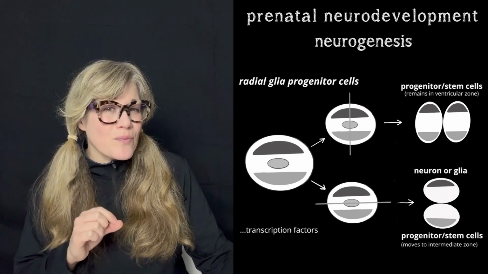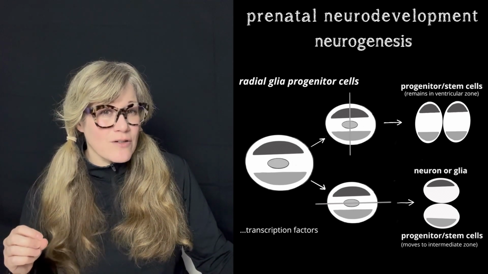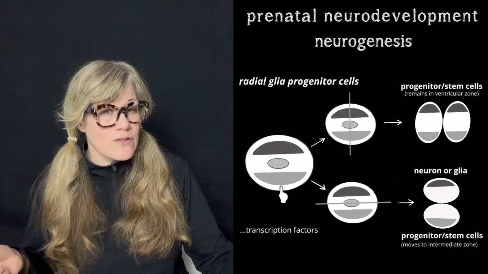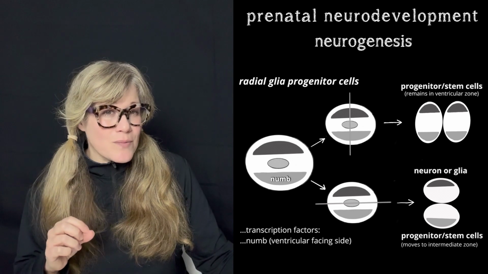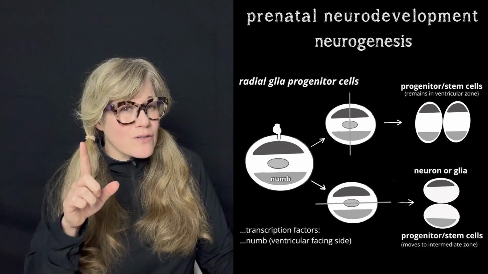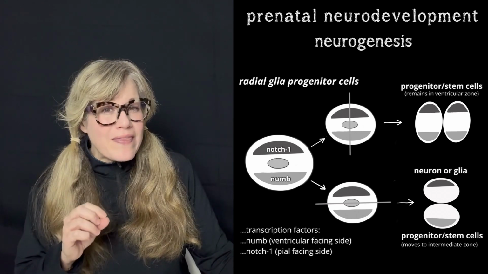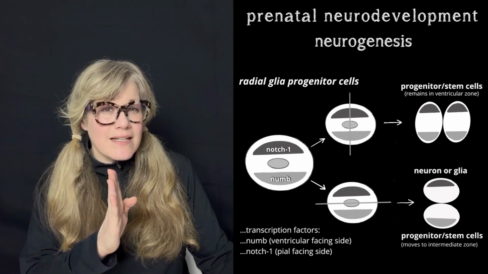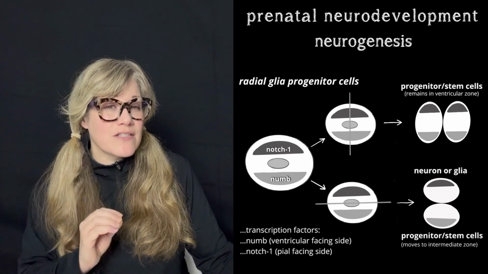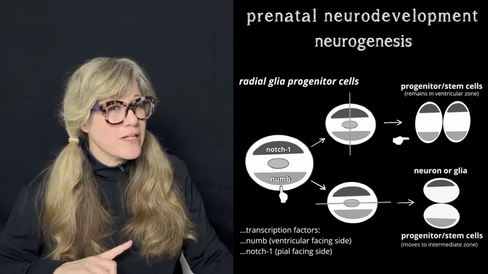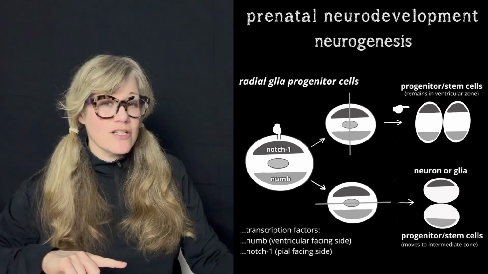So when we look at the radial glia progenitor cell, there is a particular transcription factor that is expressed toward the ventricular surface, and that factor is called NUM. And another transcription factor is expressed toward the peel surface, and that factor is called Notch1. So when the cell divides vertically, the daughter cells have a symmetrical expression pattern of both of these factors. They will have both ventricular surface expressing NUM and peel surface expressing Notch1.